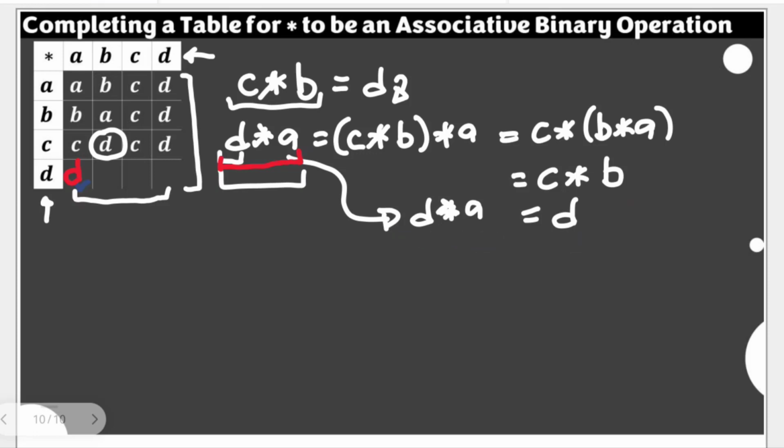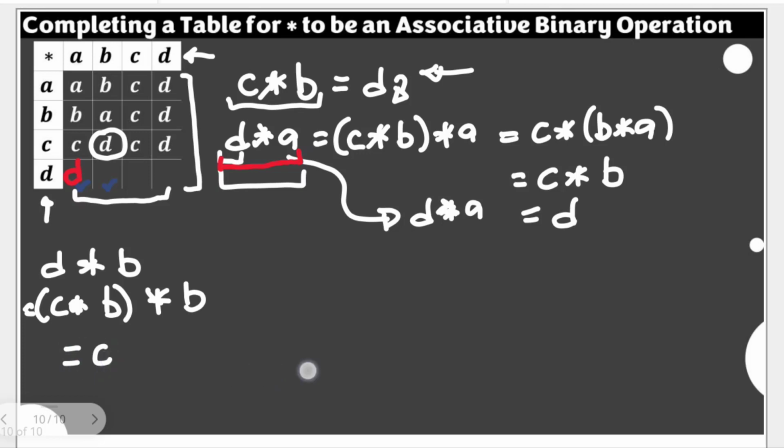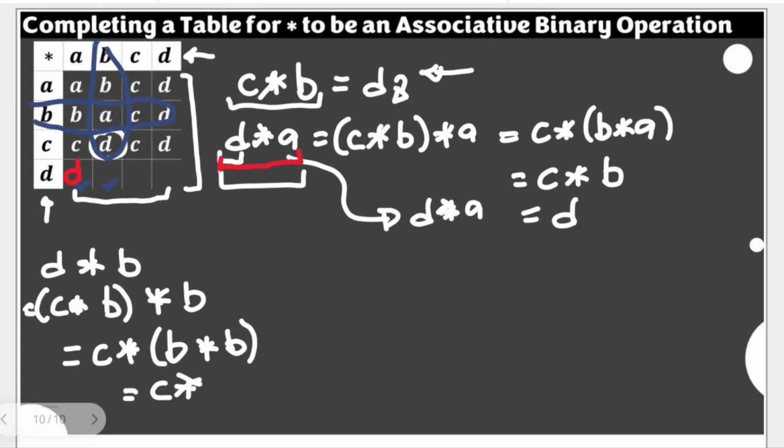Now let's duplicate that in solving for the second entry. We're solving for D star B. And since this is just the same as earlier, we will substitute C star B for our D. C star B star B. Okay? I hope you're following. Then, we will regroup this C star B star B to ensure associativity. Then, you have C star, your B star B is here. So, B, B, your intersection is A. So, your B star B is just equal to A.